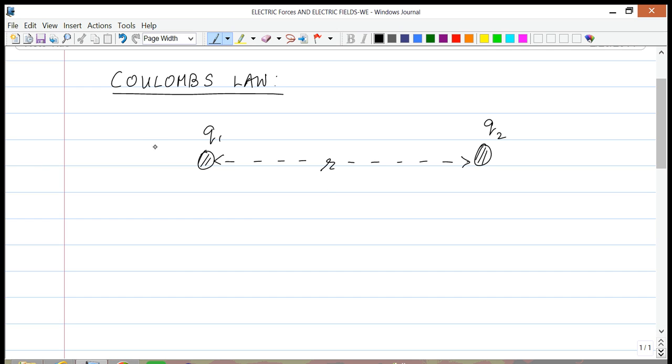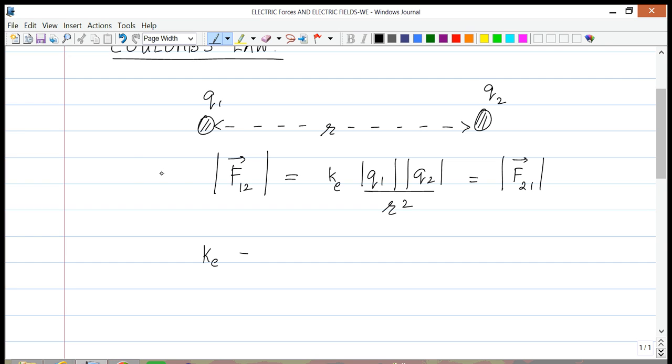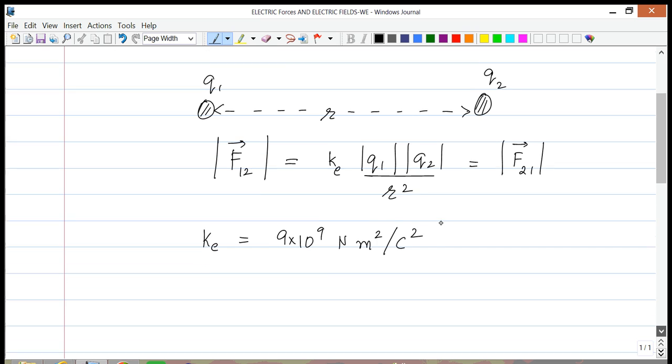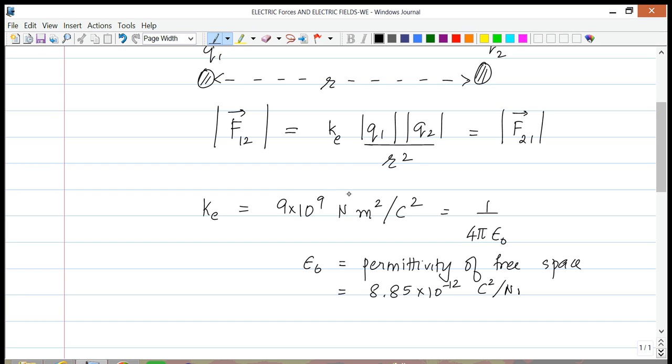Coulomb's law gives us the magnitude of the force. When I write magnitude, I can put my absolute value sign: |F| is equal to K sub E times Q1 times Q2 divided by r squared. And this is the same as the magnitude of the force on 2 due to 1. Here K sub E has a value of 9 times 10 to the 9 newton meter squared per coulomb squared. But K sub E itself actually comes from another quantity, which is 1 over 4 pi epsilon 0, and epsilon 0 itself has a name. It is called the permittivity of free space, and it has a value of 8.85 times 10 to the minus 12 coulomb squared per newton meter squared.